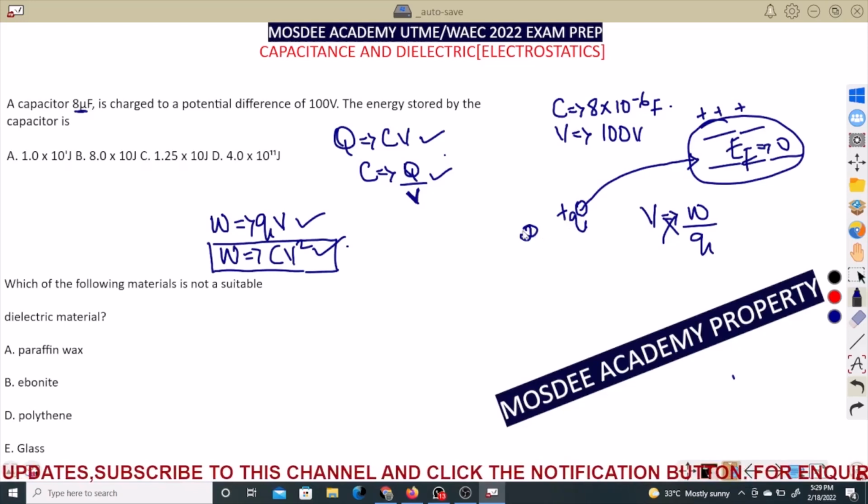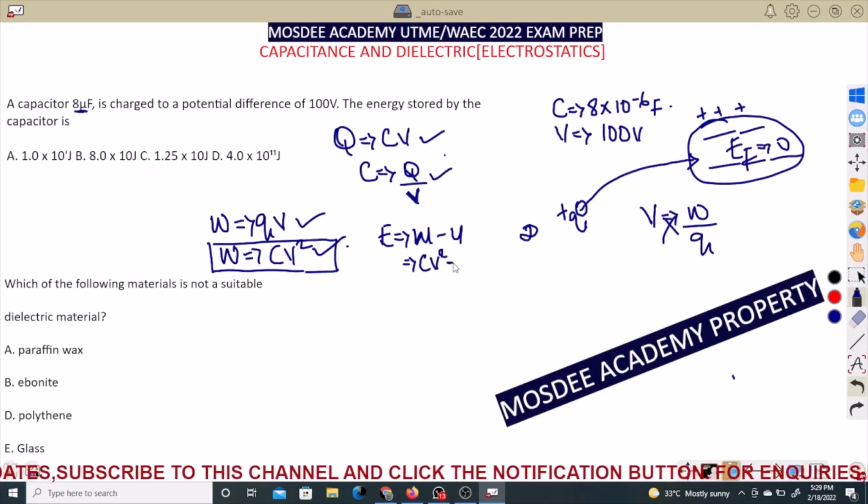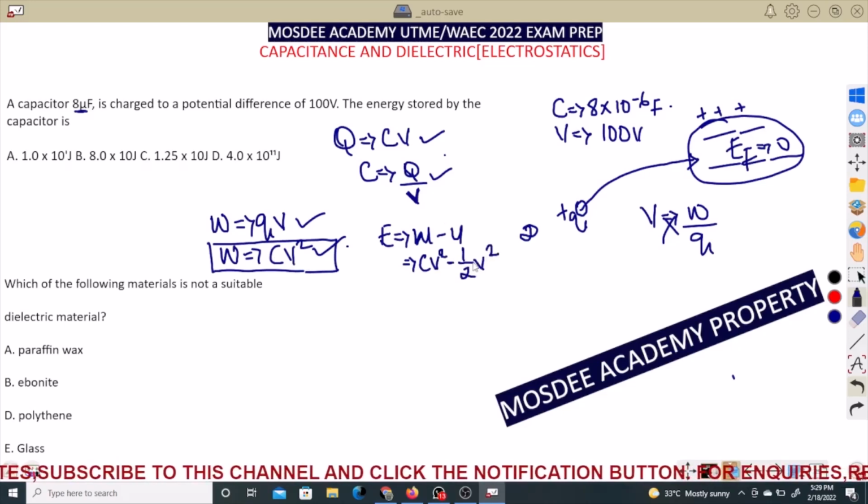Now, I'm not going to waste your time. We now say the total energy required will be work done minus the initial potential energy. I hope I am communicating. What is the work done? CV squared. What is the potential energy? Now, energy is always given as half CV squared. So how is half CV squared coming from? It's so simple to know.